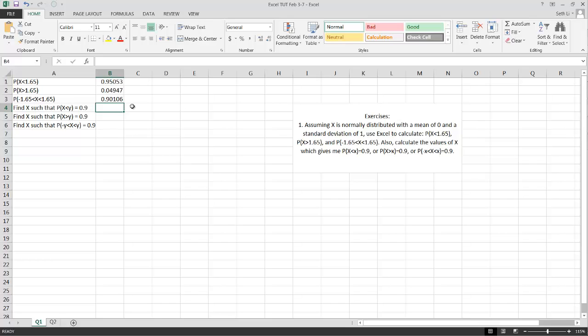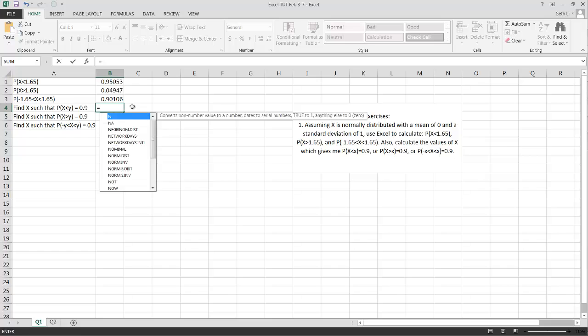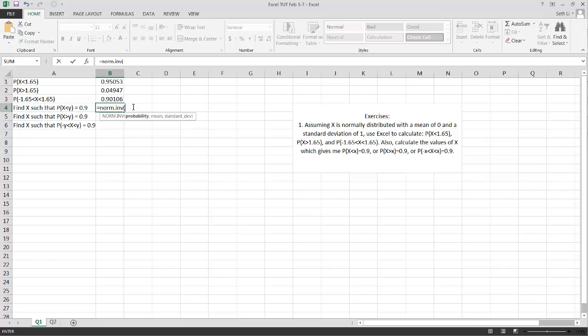So this y is some value where when x is less than y, it has a 90% chance of occurring. To find this, we're going to type equal, and then we're going to use the function normal inverse, which in Excel is shortened to norm.inv. Now it's going to ask us the probability of the x occurring. So we want it to occur 90% of the time. We still want the mean to be 0 and the standard deviation to be 1. When we press enter, it gives us the y value. In other words, this means that when x is less than 1.28, it will have a probability of 90%.